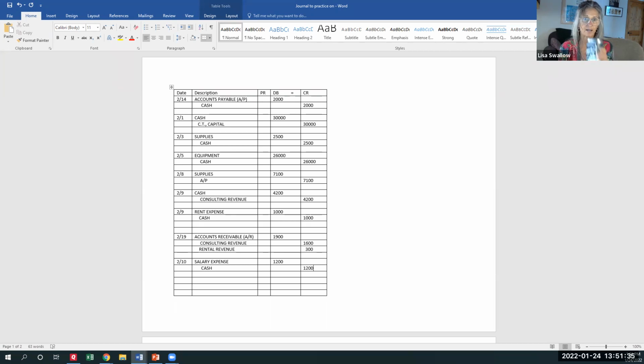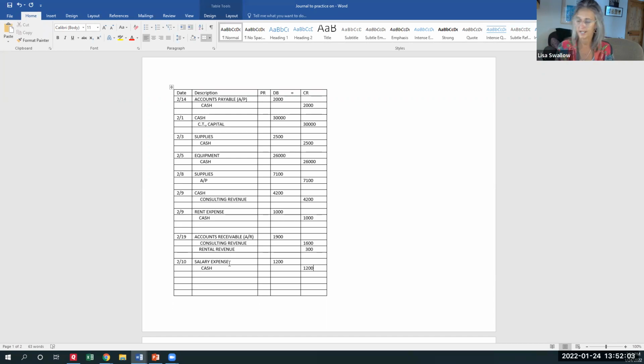So in that example, my cash went down, so I have to credit it. My asset of cash went down. And my expense, I go over to equity. And it's like, okay, equity in general has a credit balance, but because expenses make equity go down, expenses have a debit balance. So I make my journal entry.